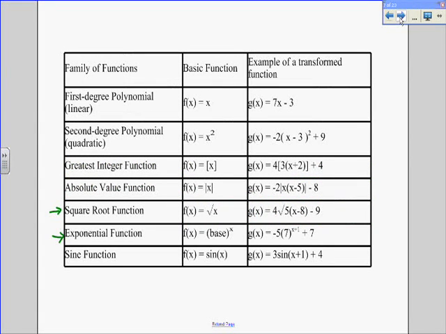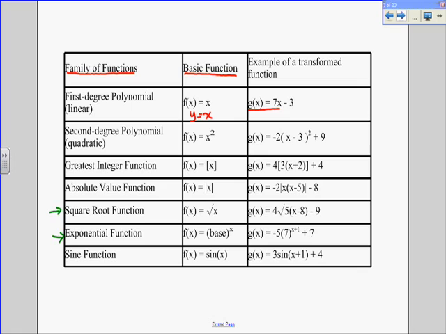What we have here is a table of different families of functions, what their basic function looks like, and just a single example of a modified or transformed function where the parameters have been changed. Over the next little while, we'll be looking at how we can identify what parameters are there and what parameters have been changed. This is a table we're going to keep coming back to as an example of how we can manipulate that family of functions. Our first degree polynomial, like I said before, is y equals x. That's our most basic rule.